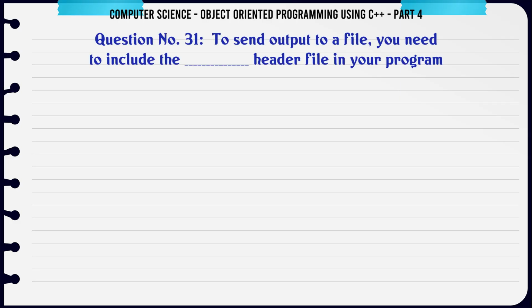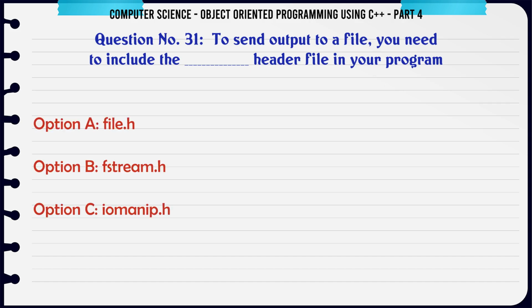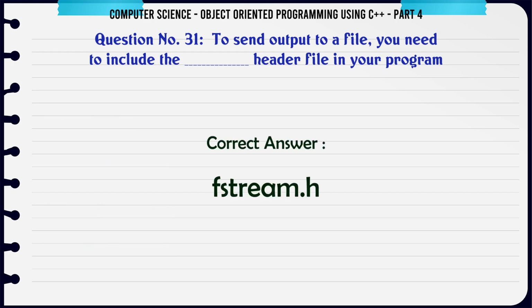To send output to a file, you need to include the header file in your program. A. File.h, B. fstream.h, C. iomanip.h, D. iostream.h. The correct answer is fstream.h.